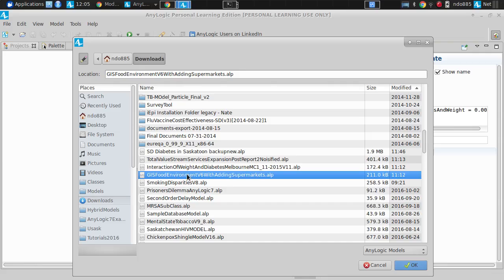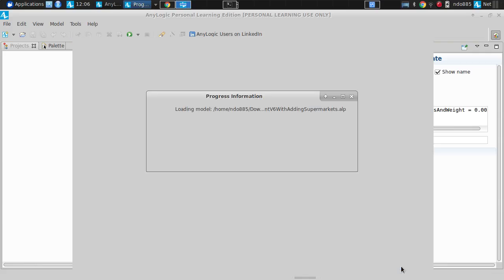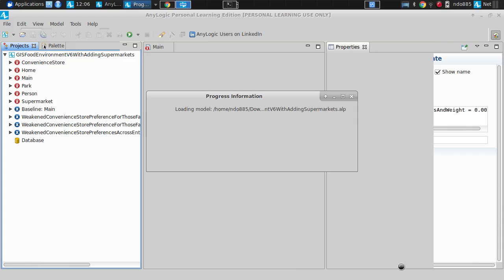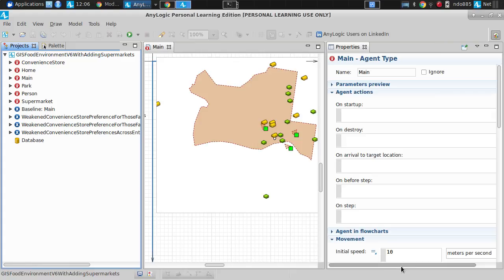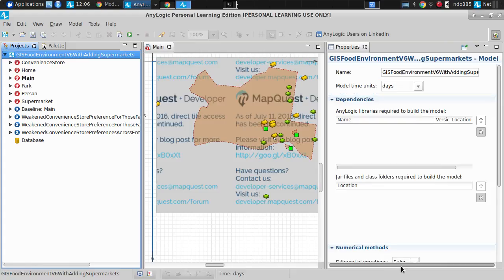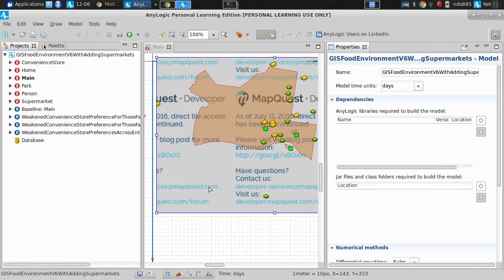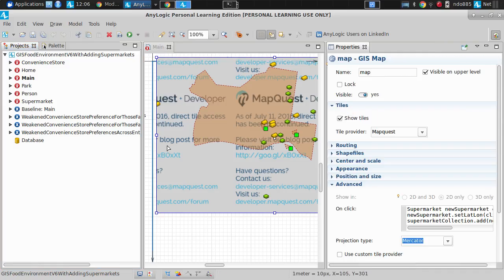GIS Food Environment. I asked you to download that before. Do you see that? Okay. If you could open that up. This model has a feature that's notable. And for this feature to really be usable, I have to go change that. Ladies and gentlemen, unfortunately, the service provider changed after July. So I'm going to go click on this.